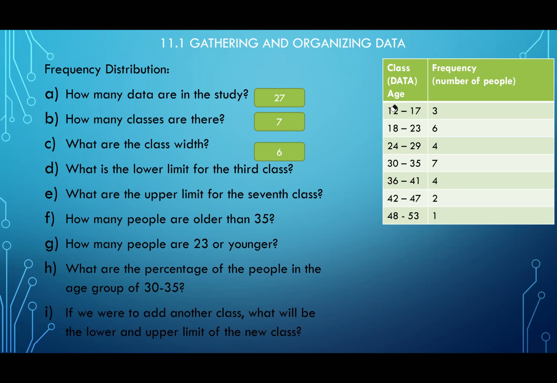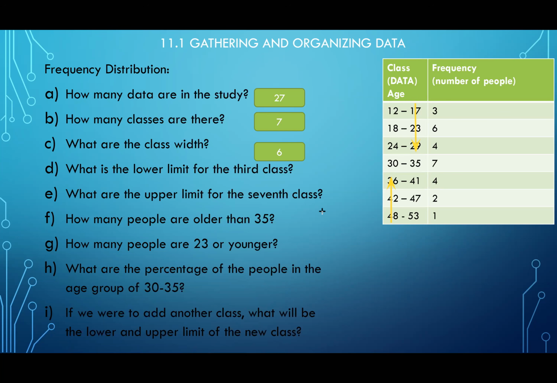You just count the 12, 13, 14, 15, 16, and 17, and you can see how big your class width is. So the lower limit and the upper limit: whatever this number is, this is your lower limit, and this is your upper limit here. If you look at this, they ask you this question.